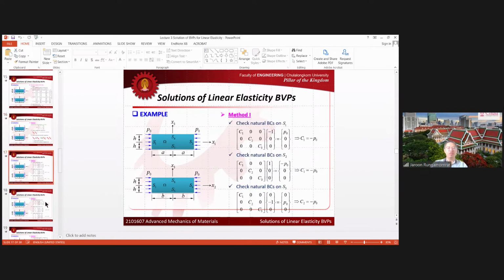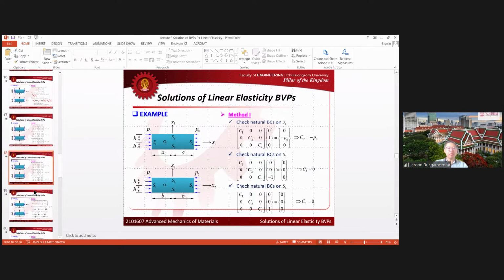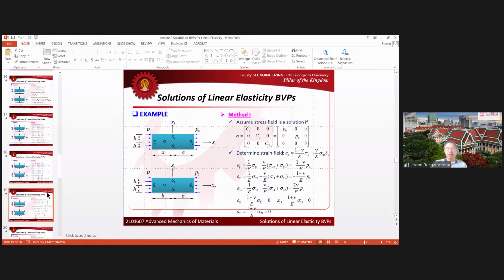And then I check all the boundary conditions on 6 surfaces. Okay, and by satisfying the boundary conditions on 6 surfaces, I can get C1, C2, and C3. So once I check all those conditions, I finally get the constants. I get C1, C2, C3 like this, and this is the final form of stress that satisfies all the requirements.